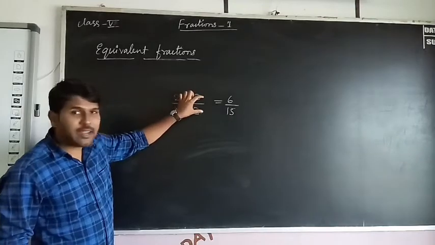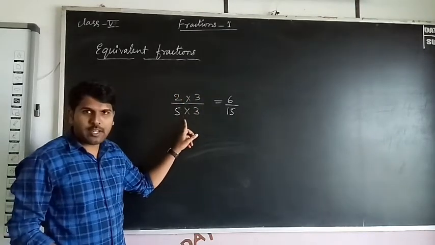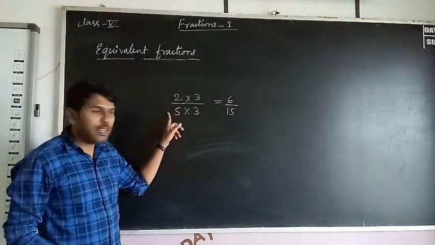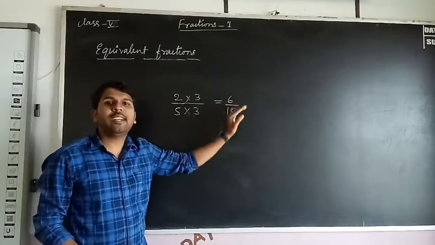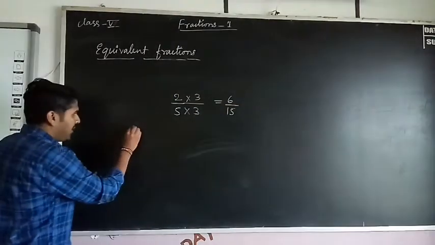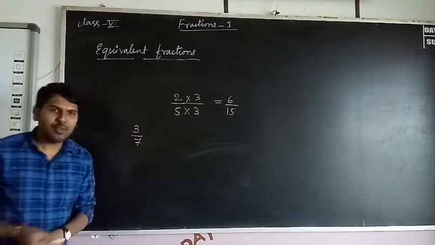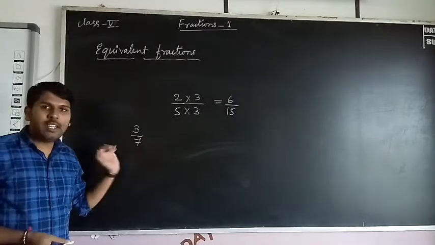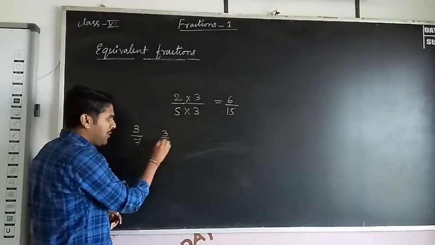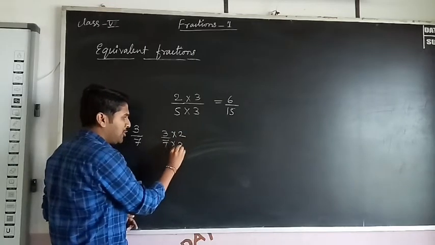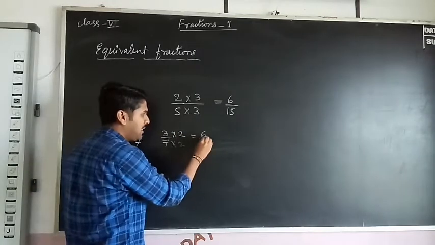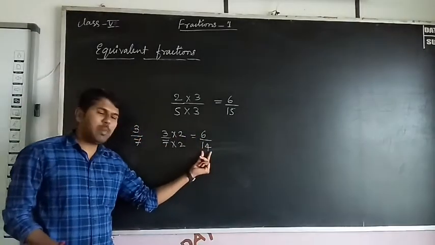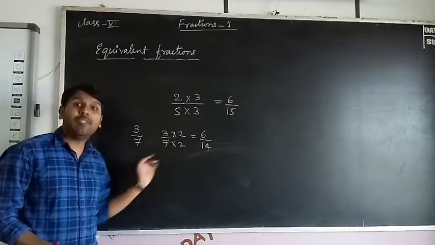Why? Because we have multiplied 3 to both numerator and denominator. That means if you multiply the same number to both numerator and denominator, you will get a fraction that we call an equivalent fraction. Take 3 by 7. We can write the equivalent fraction of 3 by 7 by multiplying the same number to both numerator and denominator. Multiply by 2: 3 2s are 6, 7 2s are 14. So 3 by 7 and 6 by 14 are equivalent fractions.